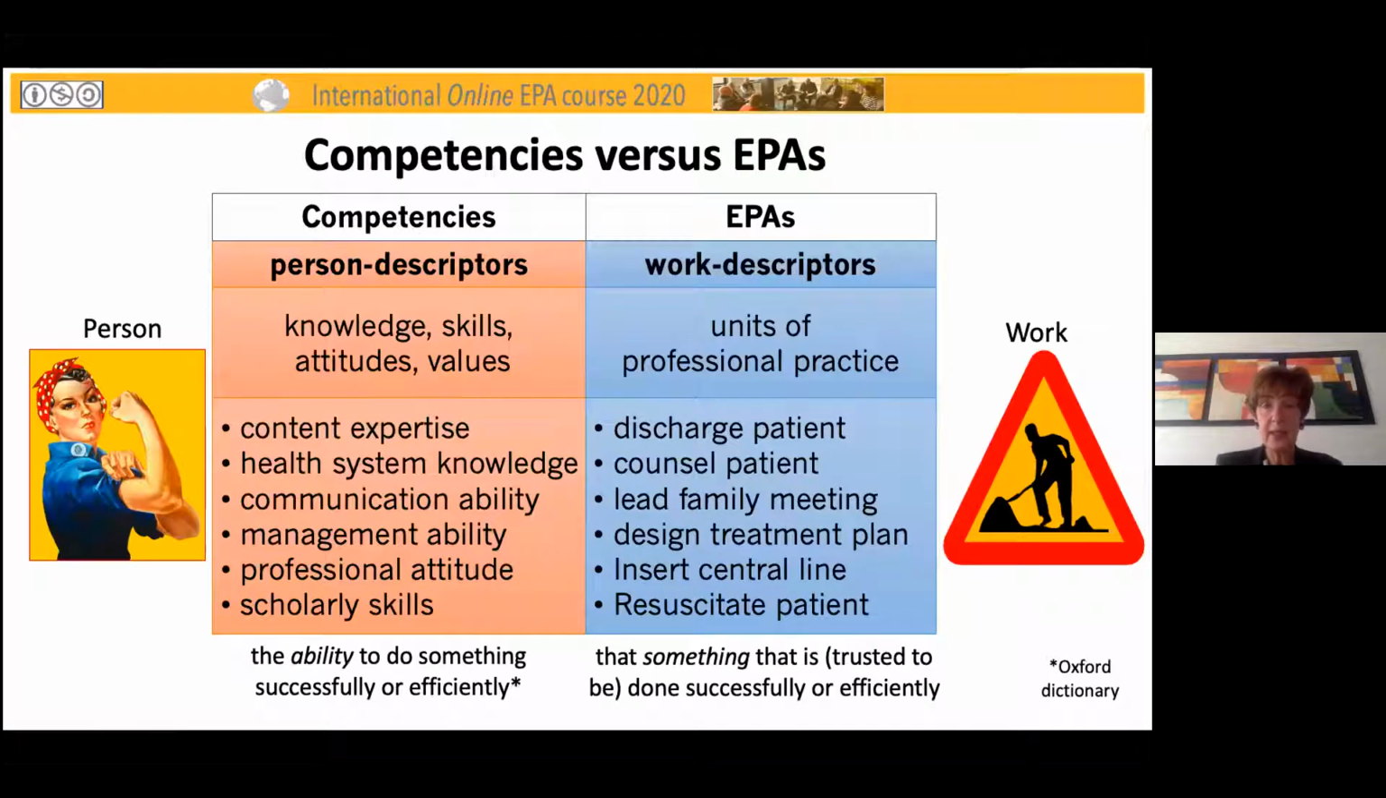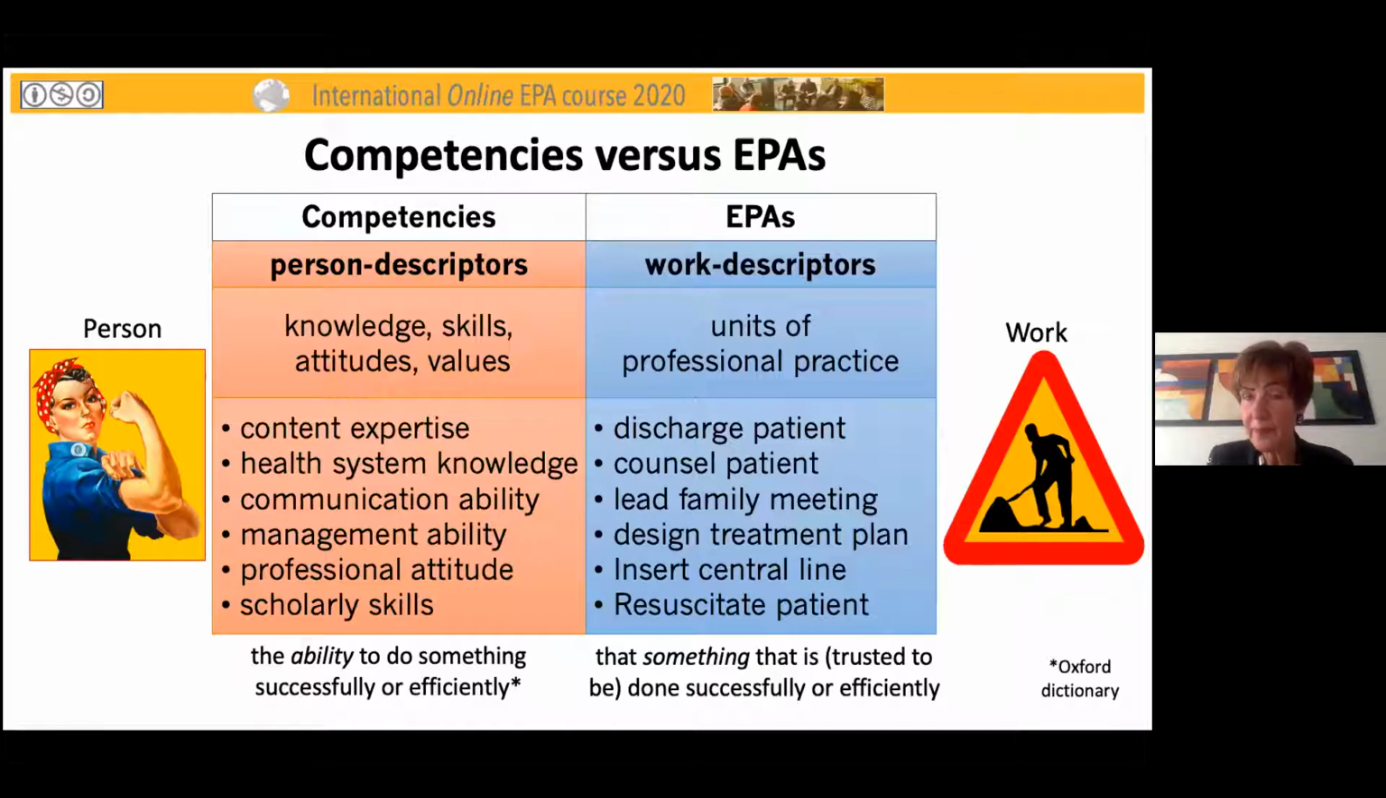Now here I show you again the difference between competencies versus EPAs and how they are actually interconnected. Here I indicate that competencies are actually person descriptors. Competencies tell you the knowledge, the skills, the attitudes, and the values of a person. And competencies describe the ability of a person to communicate, to show professional attitudes, to show managerial abilities. If you look at the definition of competency in the Oxford Dictionary, it says competency is the ability to do something successfully or efficiently. It tells you something about the person.